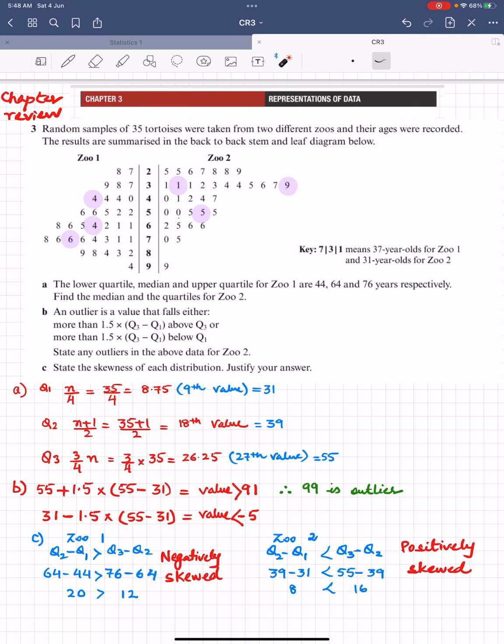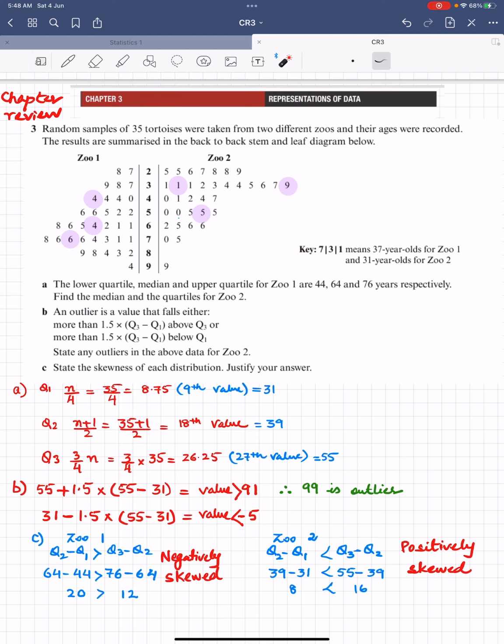And formula for the upper quartile is 3 by 4 into n. And that leads us to 26.25, which is the 27th value when rounded up. And that entry is 55. So that answers part A.